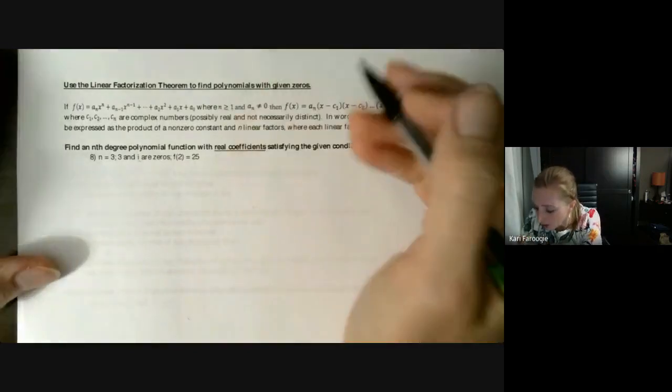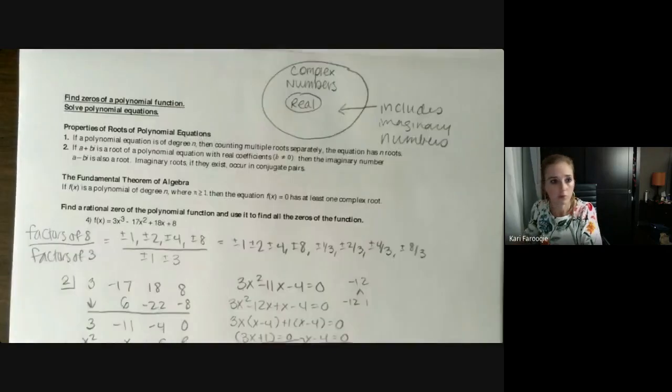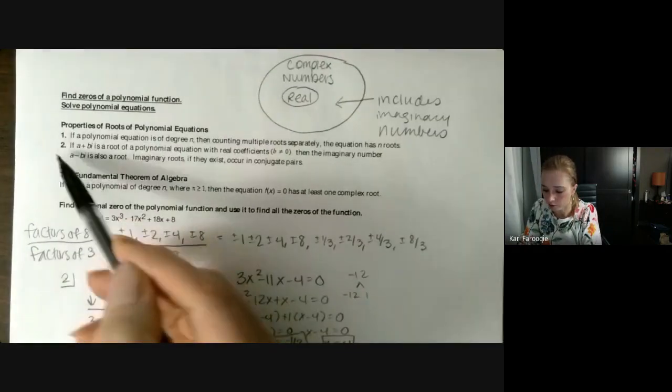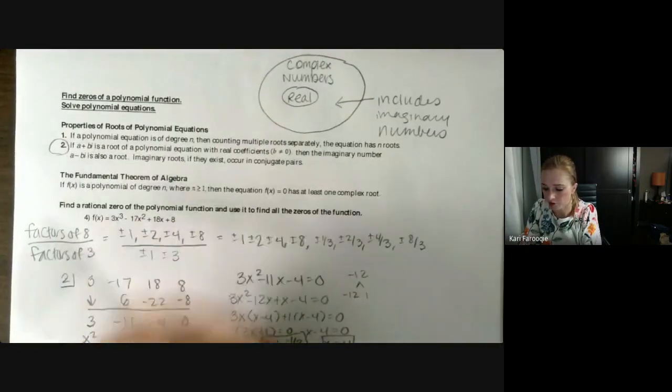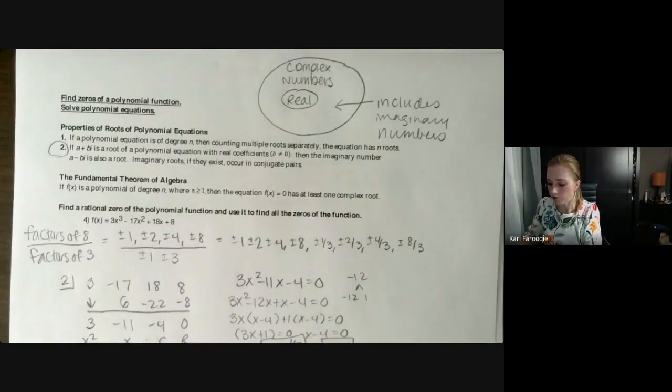Now, I'm going to remind you of this theorem that you saw, because it's been a while now. You have that i is a 0. You also were given information here that if a plus bi is a root, then a minus bi is also a root. So we're going to use that here.